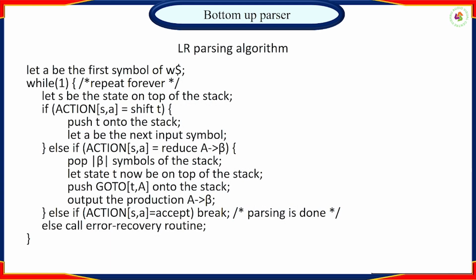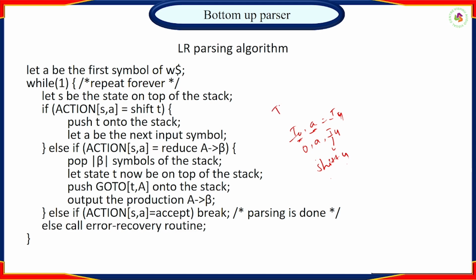When we are seeing this algorithm, action of S comma A is equal to shift T. For example, I0 on A is equal to some I4. I0 on A, 0 on A, we are going to 4. Then I4 is there. This indicates shift by 4. Then what you have to do, whatever the current input is, that will be shifted onto the stack, and 4 also will be shifted onto the stack.